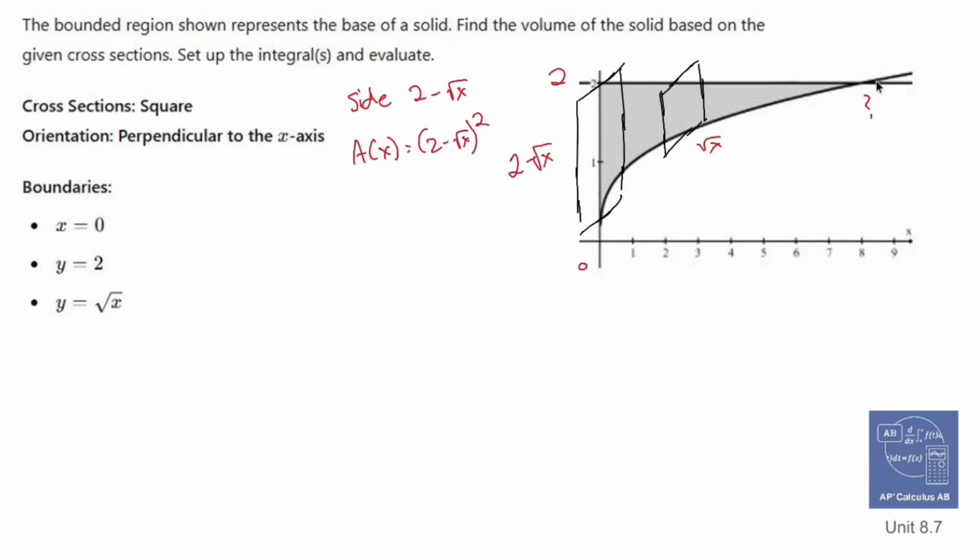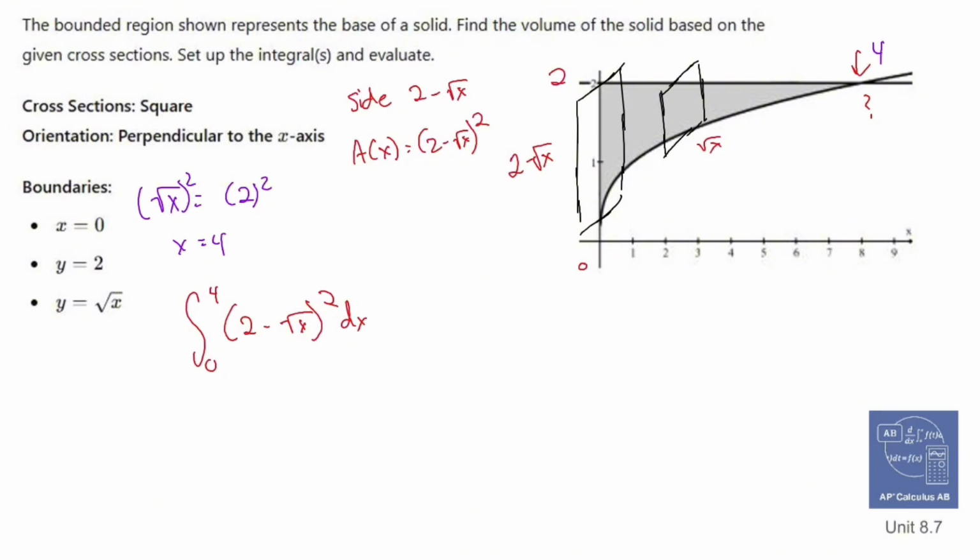Okay, so what I need to do now is find out what that limit is right there. The way that I can find out is I can take my two equations down here and set them equal to each other. The square root of x equals 2. In order to get root x all by itself, I'm going to square it. X equals 4, and these guys intersect at 4. So the integral that I'm going to set up is the integral from 0 to 4 of 2 minus the square root of x, squared, dx.